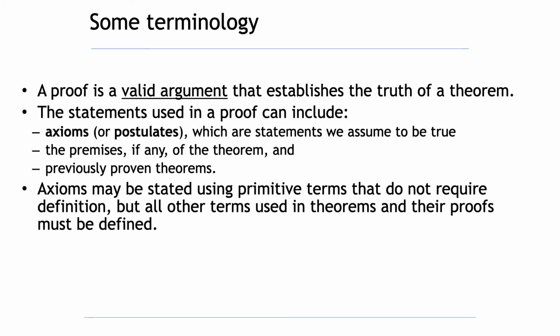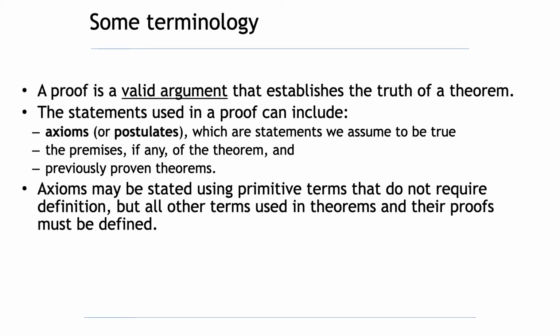A proof is a valid argument that establishes the truth of a theorem. We already know what a valid argument is, and in previous videos we made some proofs. The statements used in a proof can include axioms, which are statements we assume to be true and don't need to prove, the premises, if there are premises, and previously proven theorems.